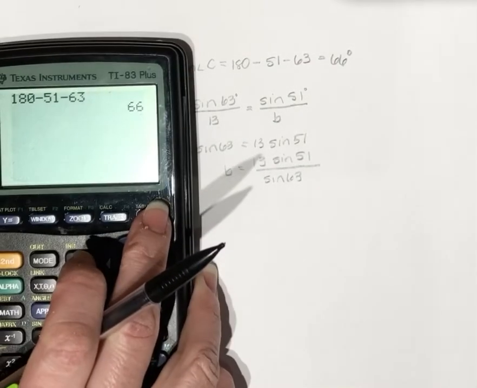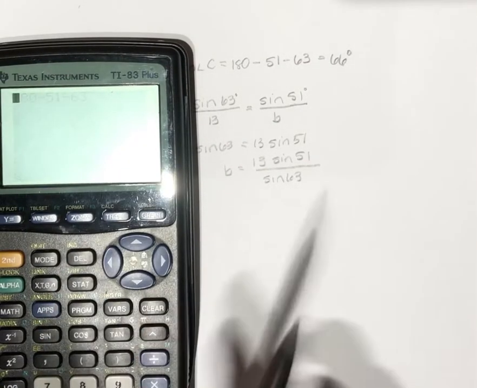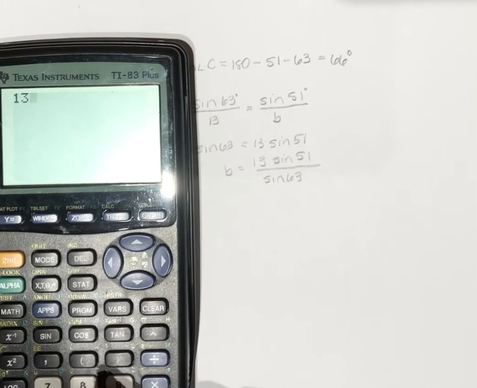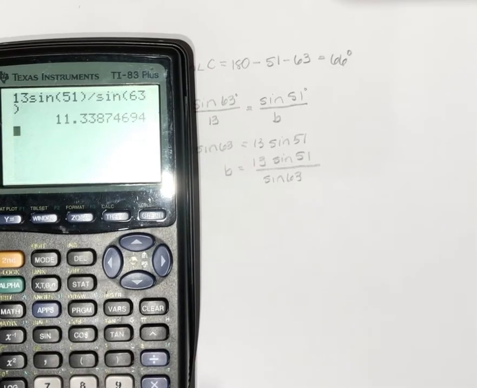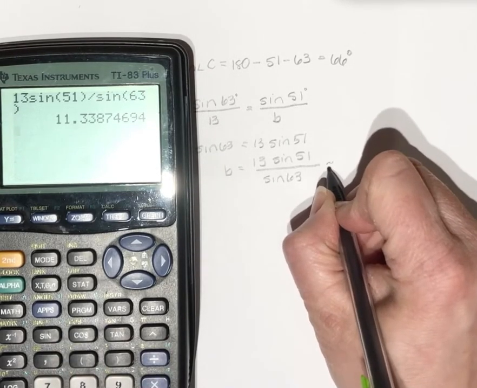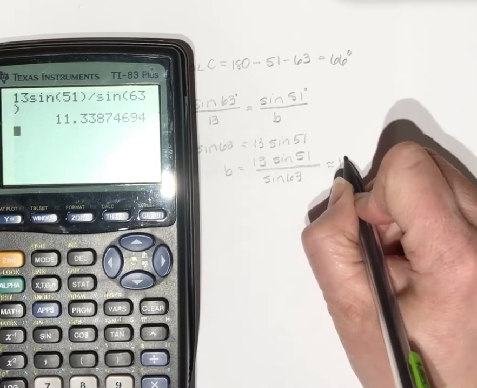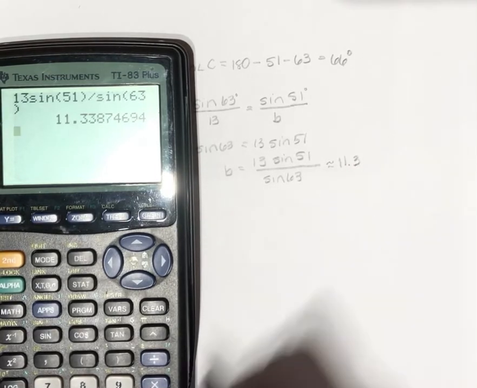So I'm going to go on the calculator, and I'm going to say, all right, 13 sine of 51 divided by sine of 63. And so to the nearest tenth, side B is 11.3.